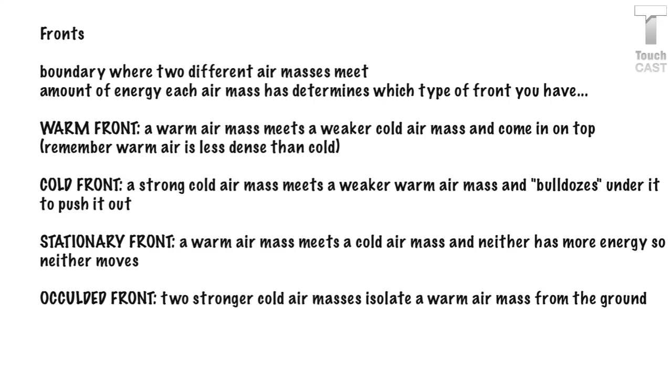Well, sometimes we have something called a stationary front, where the warm air and the cold air, neither one of them has more energy, so they're pushing up against each other, and it's kind of like a stalemate. That's when it'll rain for days, or it'll be really nice weather for days, when we have a stationary front sitting on top of us. And then the fourth kind is called an occluded front, where two stronger air masses that are cold are going to isolate the warmer air mass and keep it up from the ground.